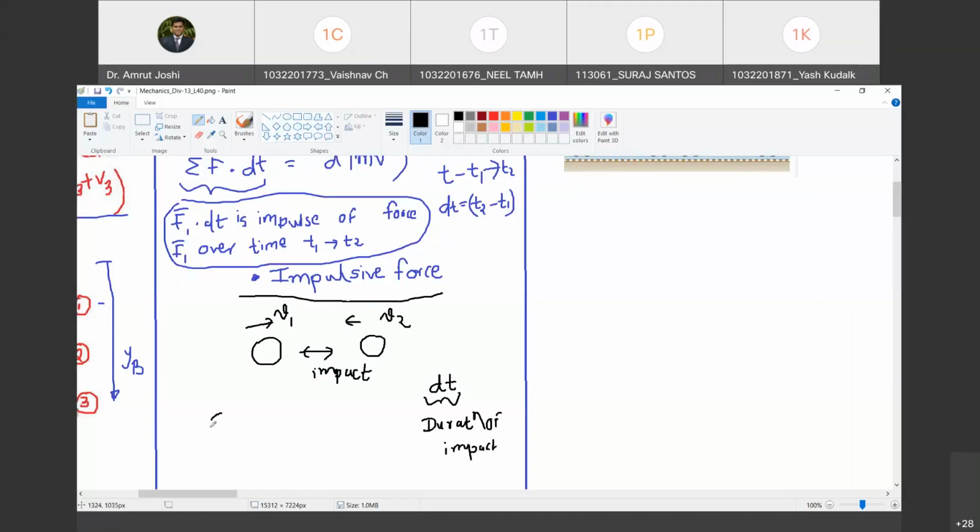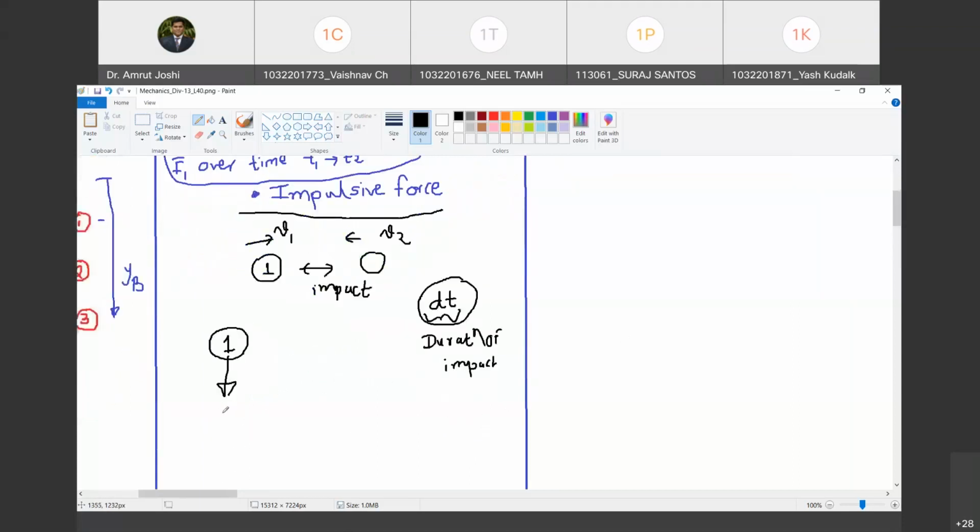Now, let me consider one of these bodies. So I will consider body number 1, and I will show all the forces acting on this body during this time of impact. Can you tell me what are the forces? One of the forces is mg, gravitation, where m1 is the mass of the first object. So it is m1 times g is the first force. And the second force that was acting was the impact force.